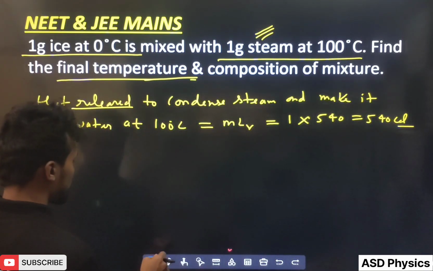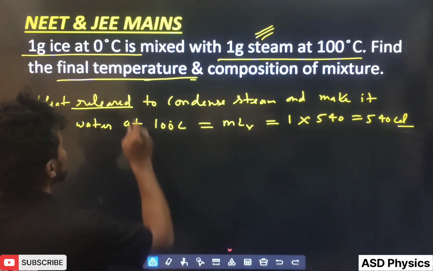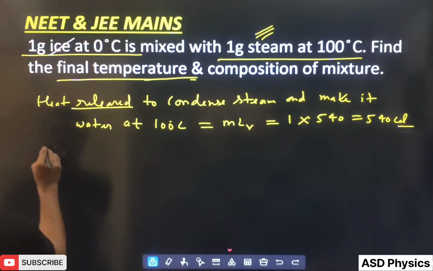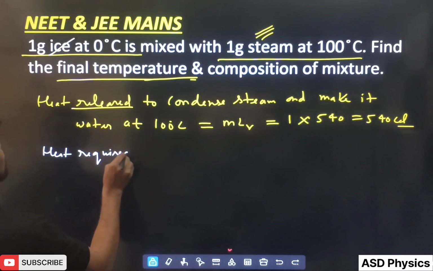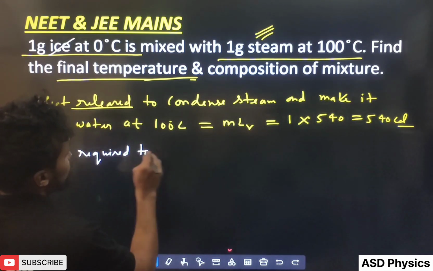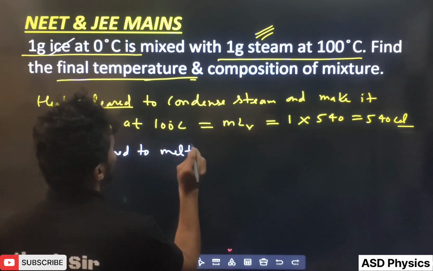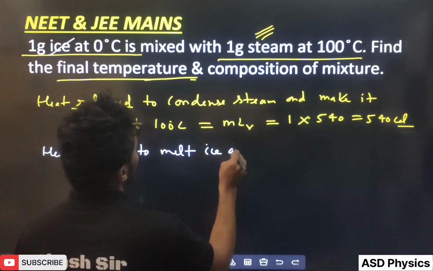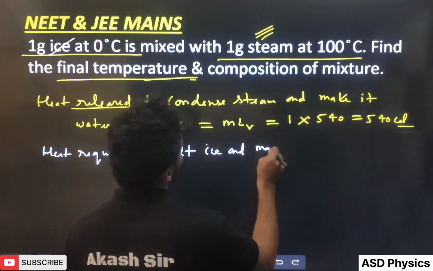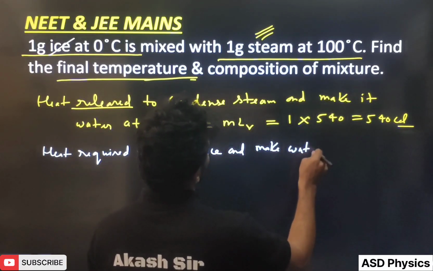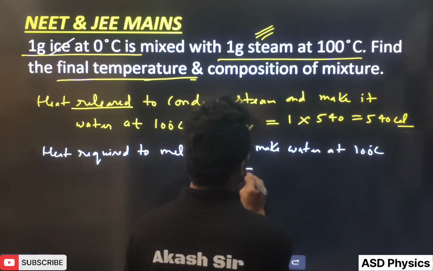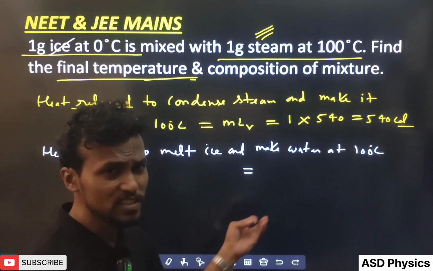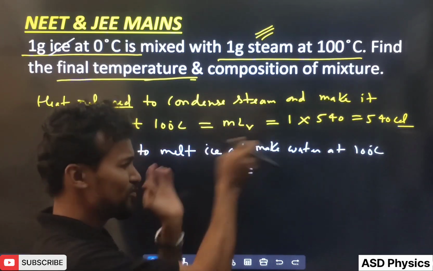Okay. Now after that, what am I going to do here? I am going to say here, this ice is there. Let's take heat required to melt ice and make water at 100 degrees Celsius. Now I have chosen a common temperature, 100 degrees Celsius. By seeing the data, we can get a very good idea.